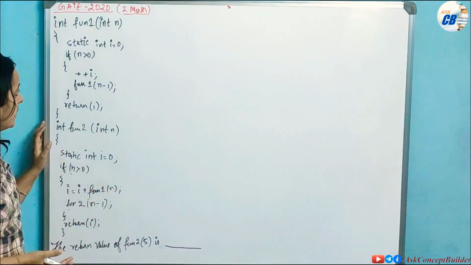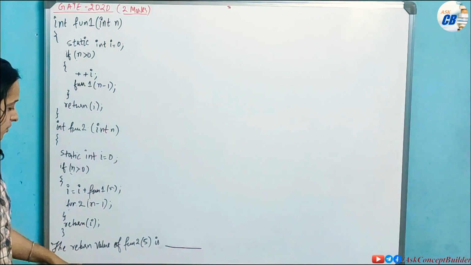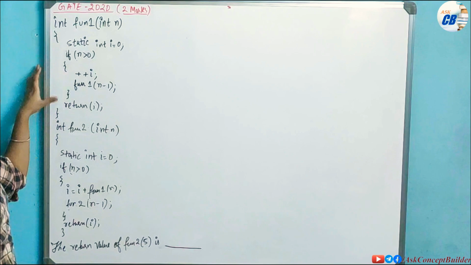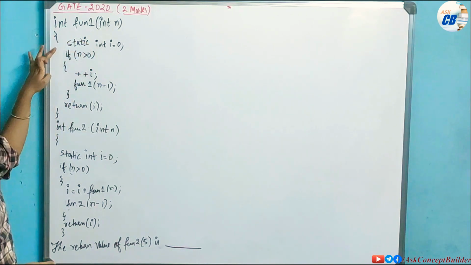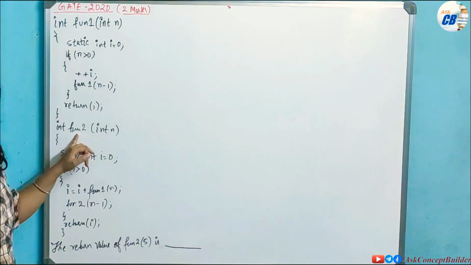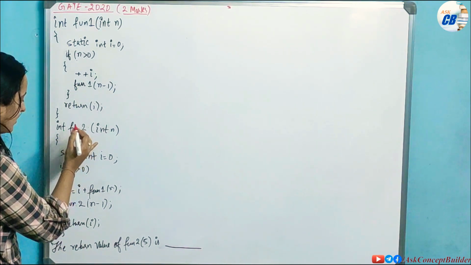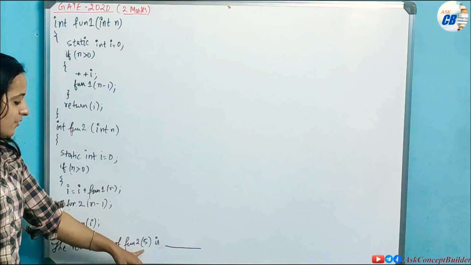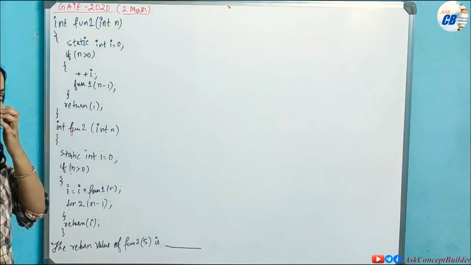Now see here, they have given this code and they have asked you the return value of fun2(5). Two functions are given in this code. One is your fun1 function, starting from here and ending here, and one is your fun2 function, starting from here and ending here. So two functions they have given, and they have asked you the return value when you are passing the value n equals 5 to your fun2 function. What will be the output at last?